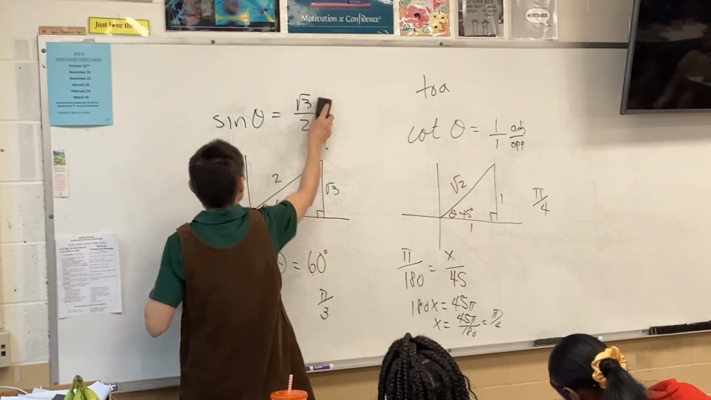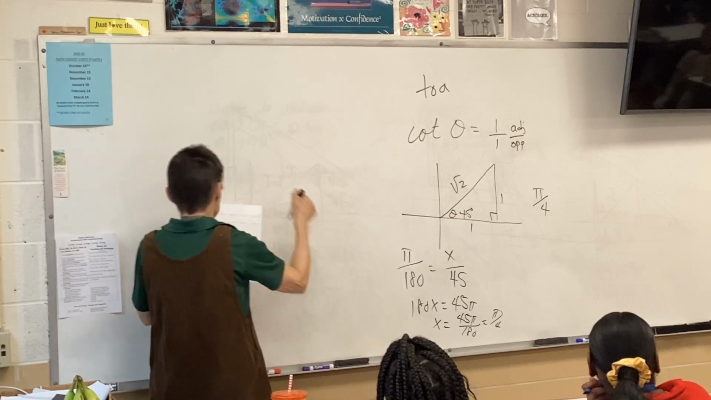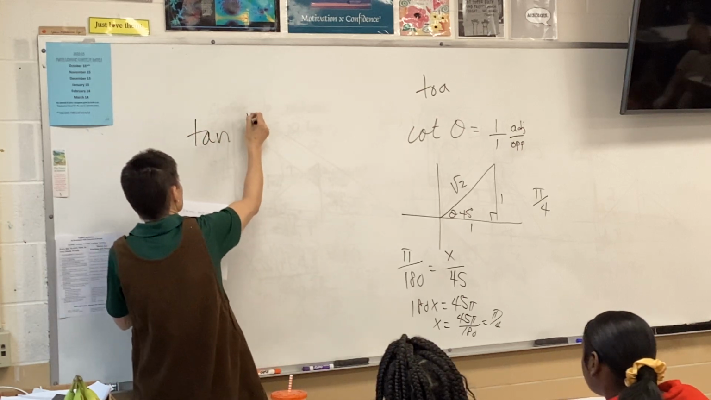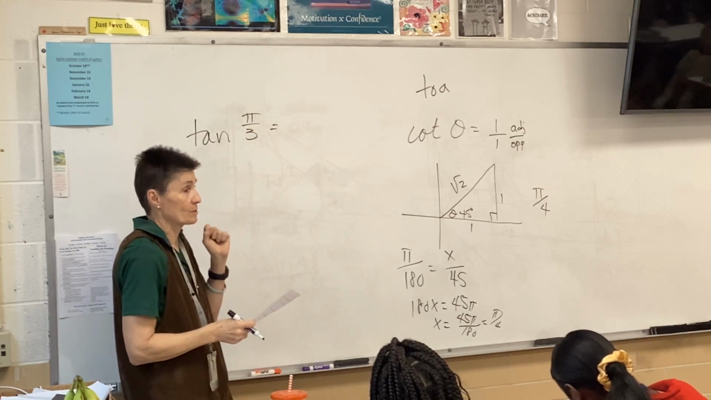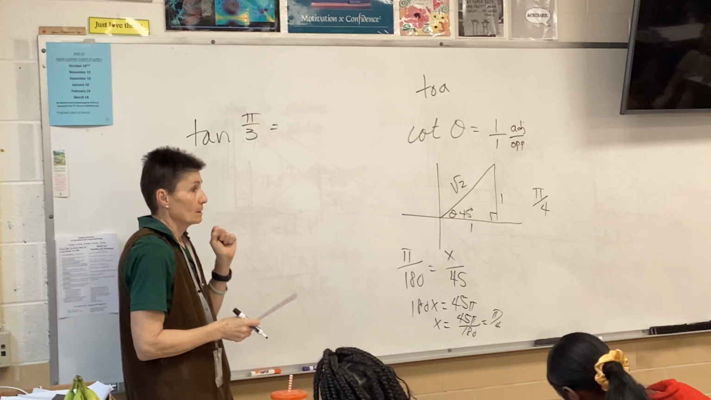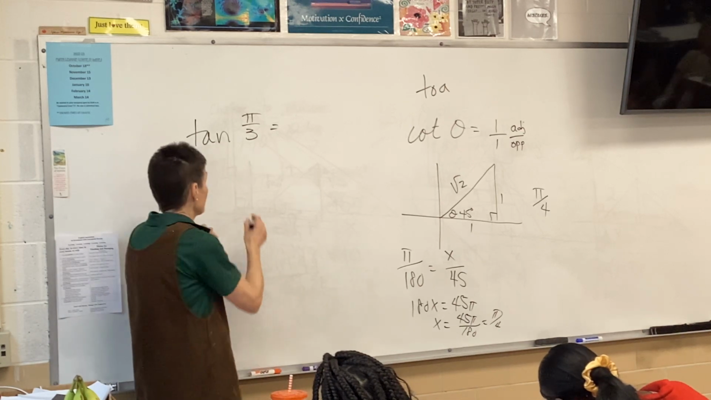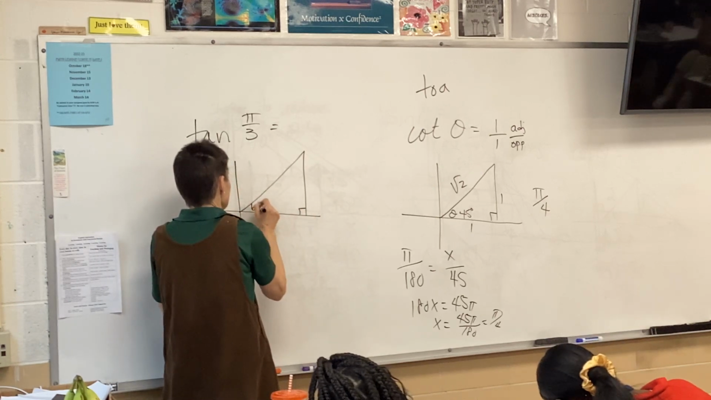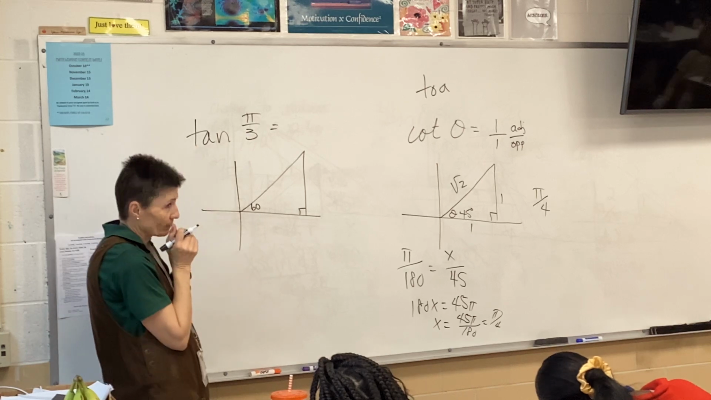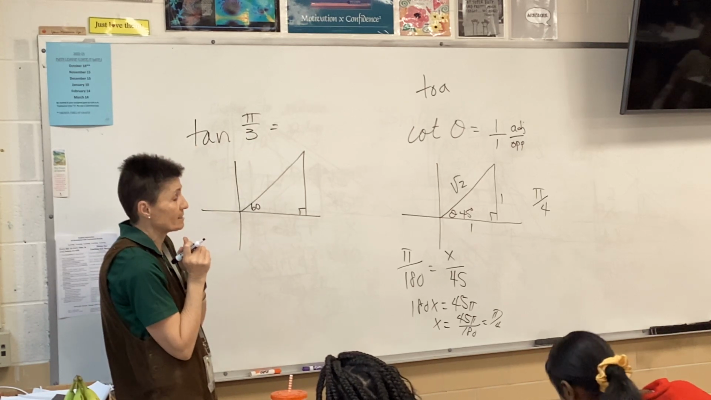All right, find the exact value. So this is the opposite of what we just did. So you got a tangent pi over 3, and you have to tell me what fraction it equals. What's pi over 3? 60. So here's my 60. Pi is 180. 180 divided by 3 is 60.